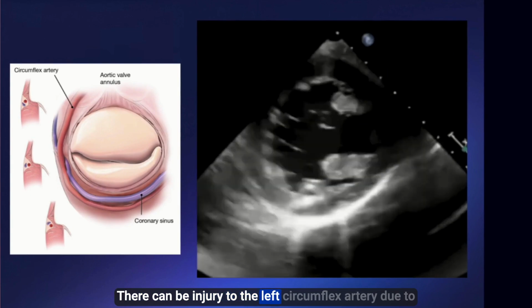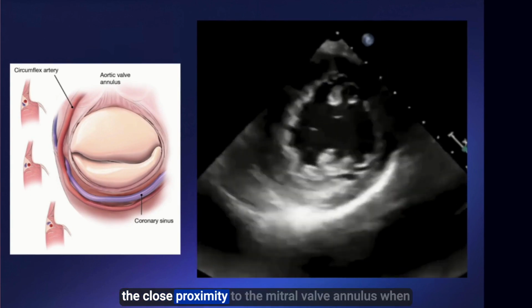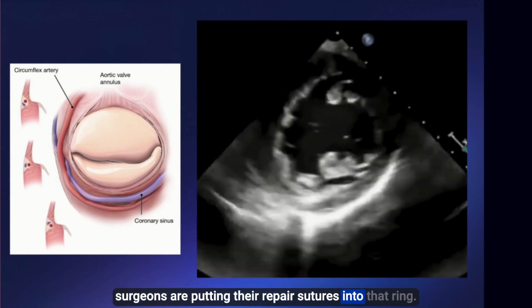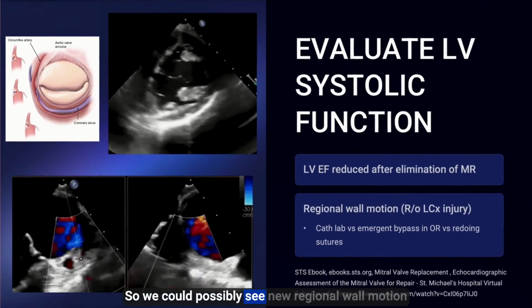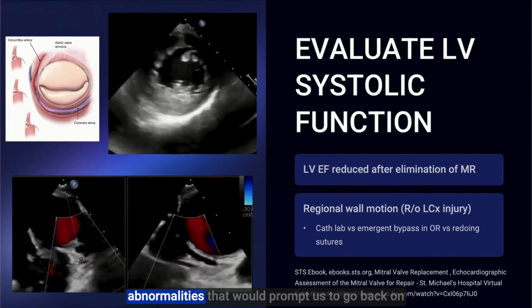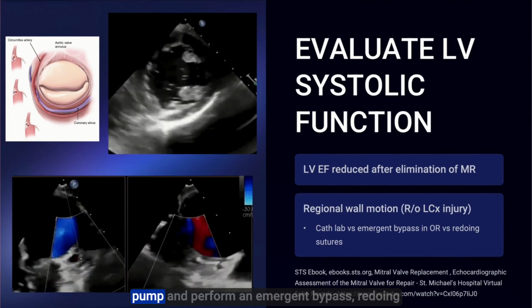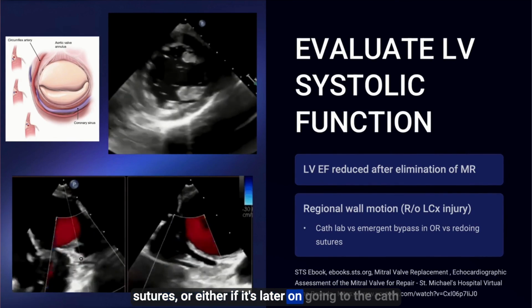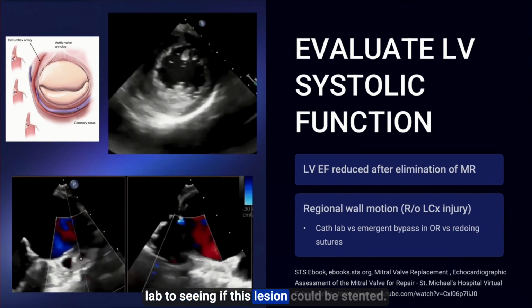There can be injury to the left circumflex artery due to the close proximity to the mitral valve annulus when surgeons are putting their repair sutures into that ring. So we could possibly see new regional wall motion abnormalities that would prompt us to go back on pump and perform an emergent bypass, redoing sutures, or either, if it's later on, going to the cath lab to see if this lesion can be stented.